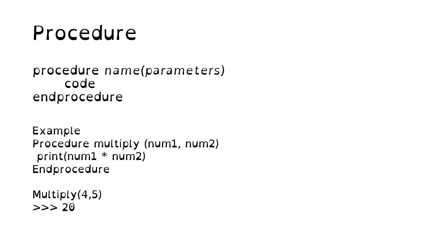If I ran it and said multiply 4 then 5, the 4 and 5 go into the program as num1 and num2. They'll multiply together to give the output of 20.